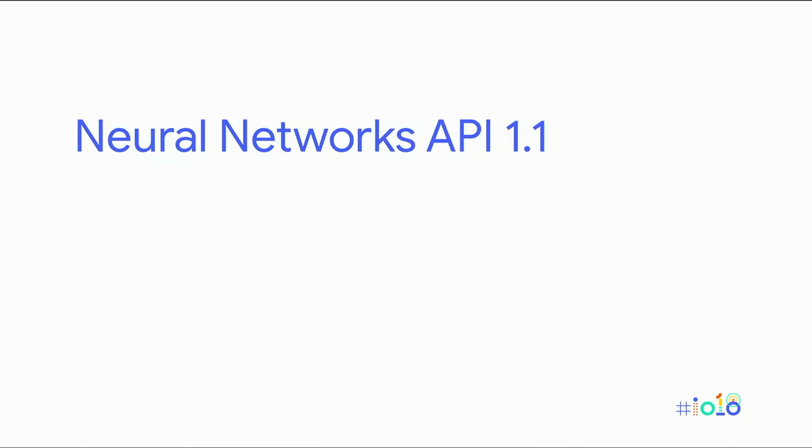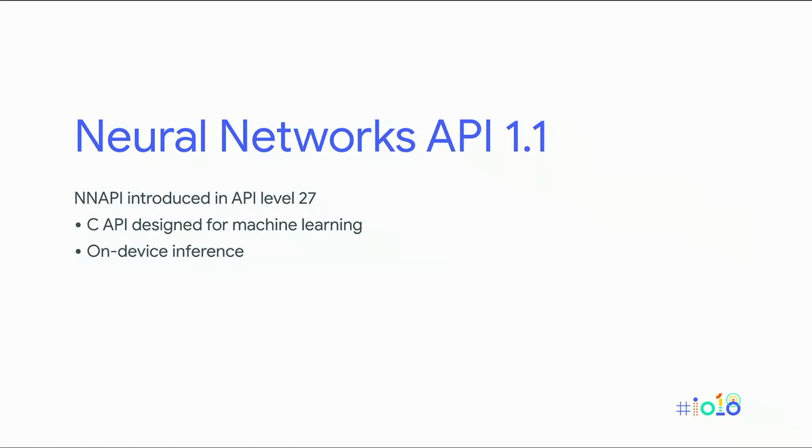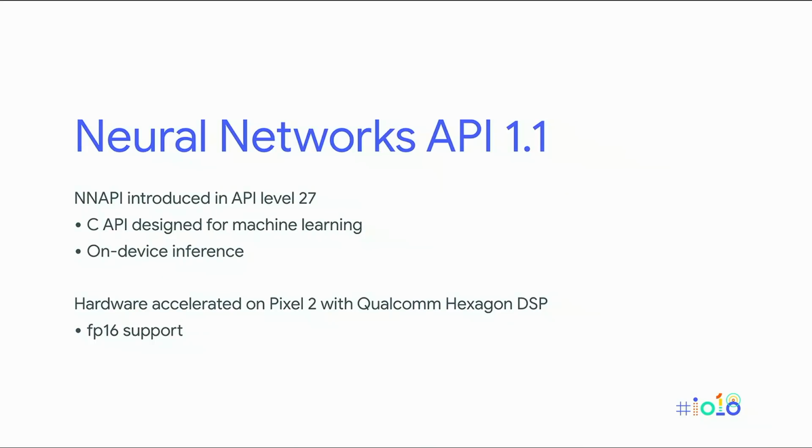Neural network APIs, they're not technically part of P because we announced them in API level 27. You might have missed that. It's a C API that's designed for machine learning. It's also a fairly low-level API. It's meant for basically playback of trained models. So things like TensorFlow are built on top of the neural network API. You would use TensorFlow to do all the learning, and the neural network APIs can do basically the inference on device. The interesting thing is that we're also unlocking access to the DSP that we use on Pixel 2, so you can get hardware-accelerated machine learning effectively on select devices.